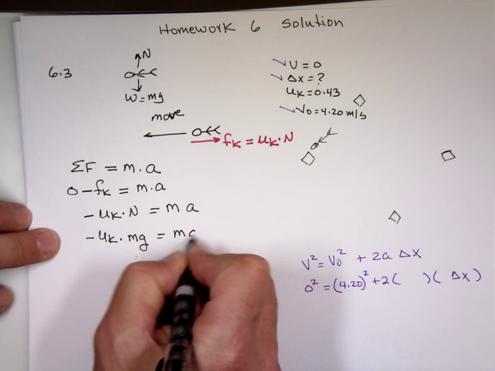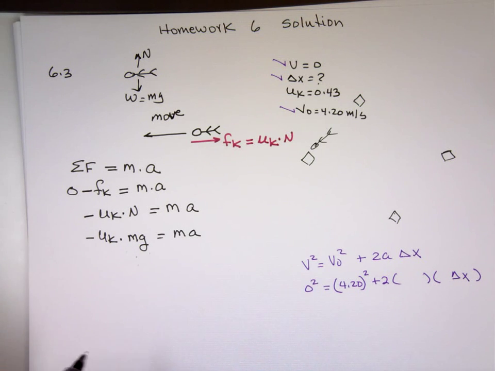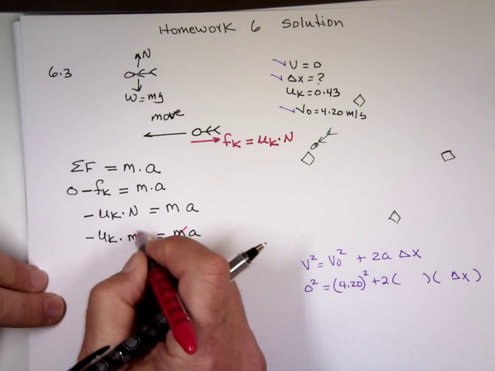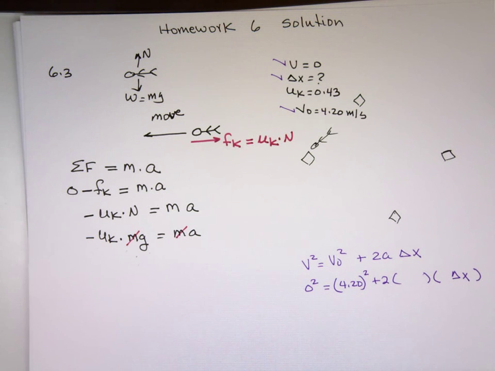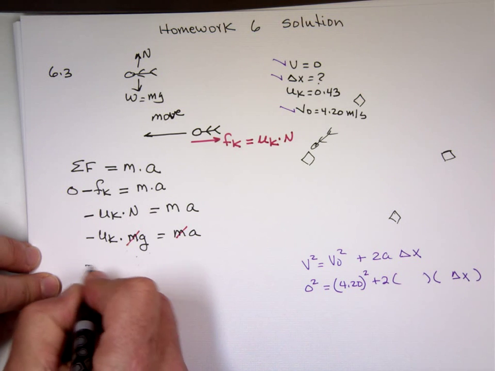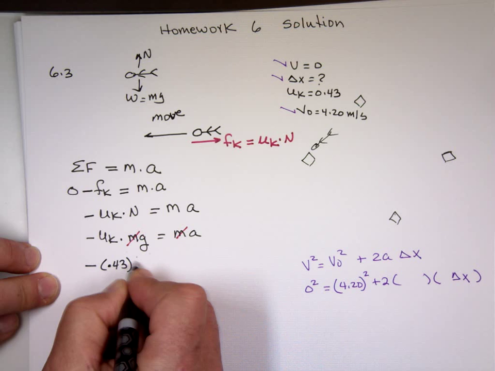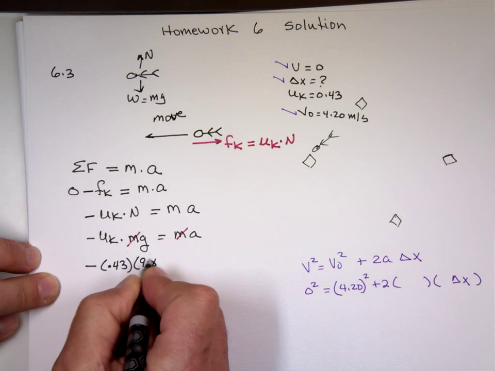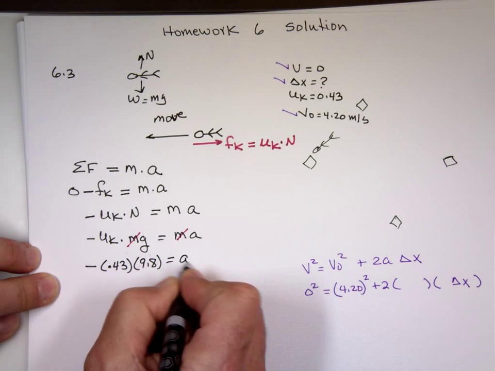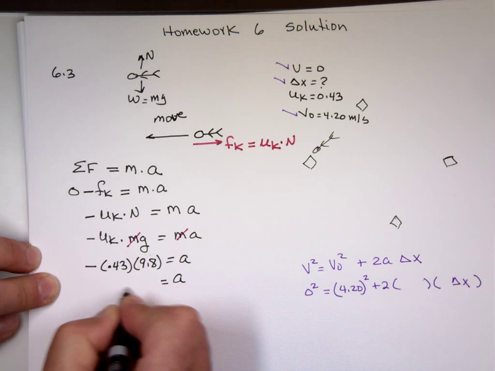And that's why they never gave us the mass, because the mass is not an issue. They cancel each other out. It's on both sides of the equation. Minus 0.43 times gravity 9.8 equals the acceleration. So we know he was slowing down. The acceleration has to be negative.